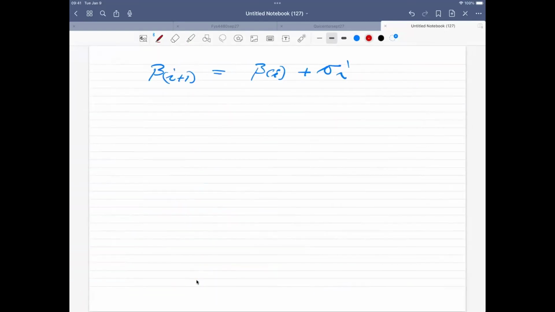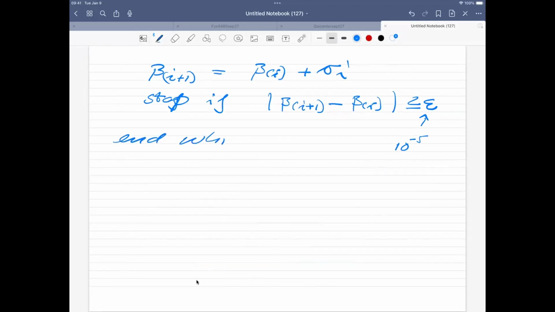And what we end up with then is also a stopping criterion. So stop if we take the absolute value of beta_{i+1} minus beta_i smaller than or equal to a parameter epsilon. And this epsilon can be something like 10 to the minus 5 or even smaller. And this is now an end while here. So that's the basic element of gradient descent with momentum. And it's actually pretty simple to implement.